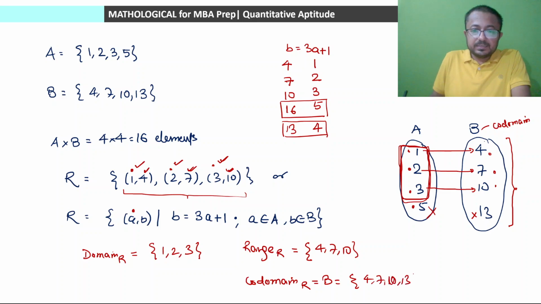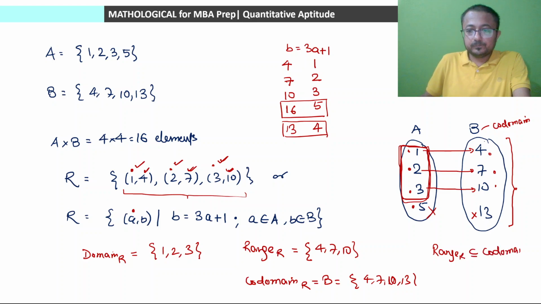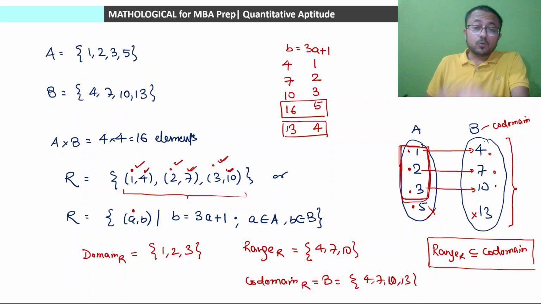Keep this in mind, okay. But the range is not including 13 because for 13 we have no corresponding element in set A. So the domain has elements 1, 2 and 3, not 5, because for 5 there is no corresponding element in set B. The range has elements 4, 7 and 10, and the codomain, which is B itself, is 4, 7, 10 and 13. And obviously in this case, the range of R is a subset of the codomain. That is always there. Range is always a subset of the codomain. Sometimes the range is also equal to the codomain.